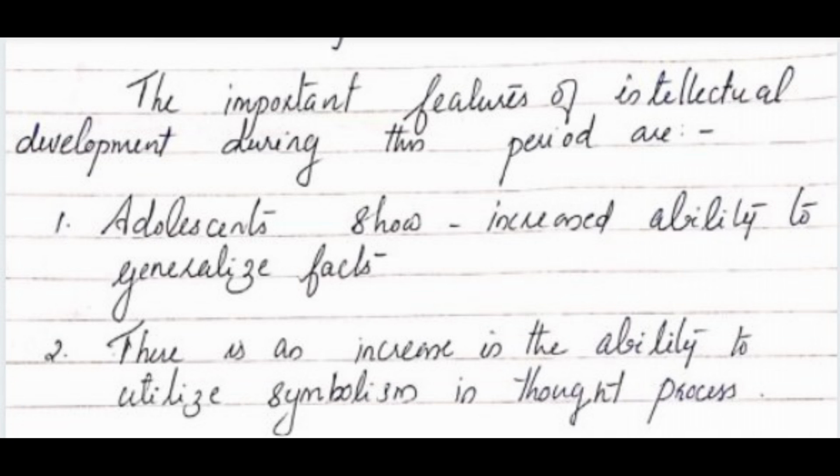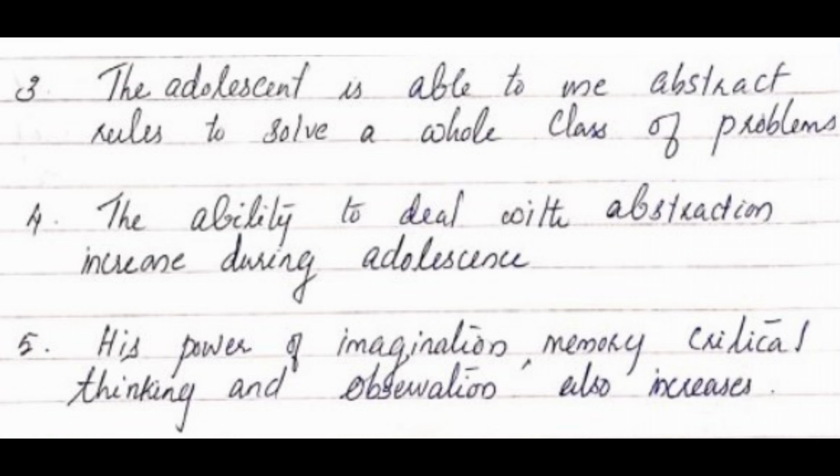There is an increase in the ability to utilize symbolism in thought processes. The adolescent is able to use abstract rules to solve a whole class of problems. The ability to deal with abstraction increases during adolescence. His power of imagination, memory, critical thinking, and observation also increases.